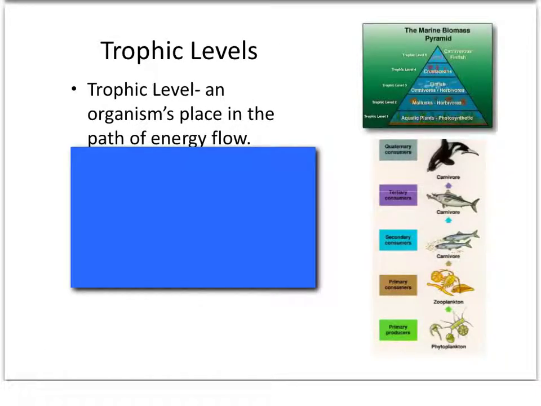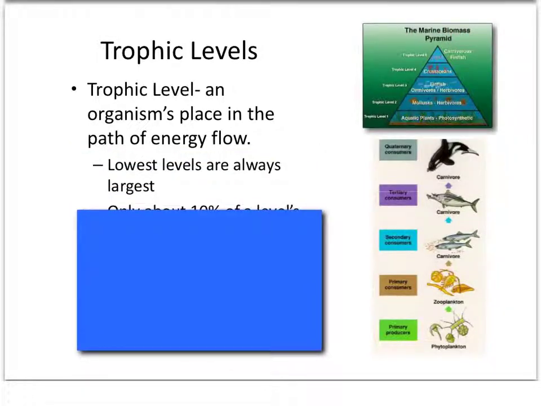Trophic levels, something we'll be talking about a lot. Look at food chains and food webs. The trophic level is just an organism's place in the path of energy flow. So is it a low trophic level? Is it down here, trophic level 1, where it's a primary producer, or is it something higher up in the middle of the flow of energy, or is it at the really, really top?